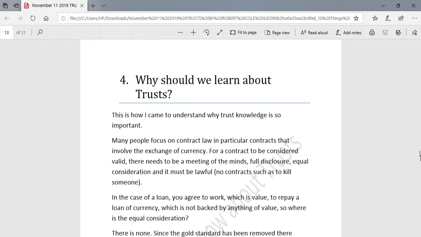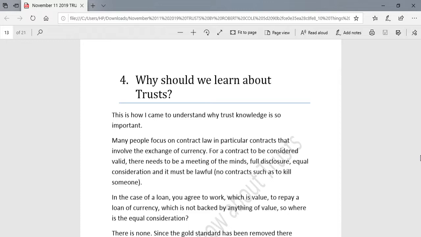4. Why should we learn about trusts? This is how I came to understand why trust knowledge is so important. Many people focus on contract law and in particular contracts that involve the exchange of currency. For a contract to be considered valid, there needs to be a meeting of the minds, full disclosure, equal consideration, and it must be lawful. No contract such as to kill someone.